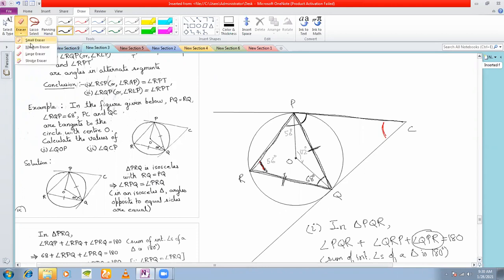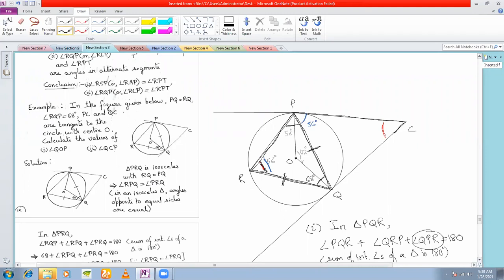Let me draw it in blue. Angle in the minor segment is this angle. And what is the angle in the major segment? This angle here. This angle here is the angle in the major segment. They must be equal. So therefore, if this is 56, this must also be 56, because the angles in alternate segments are equal.